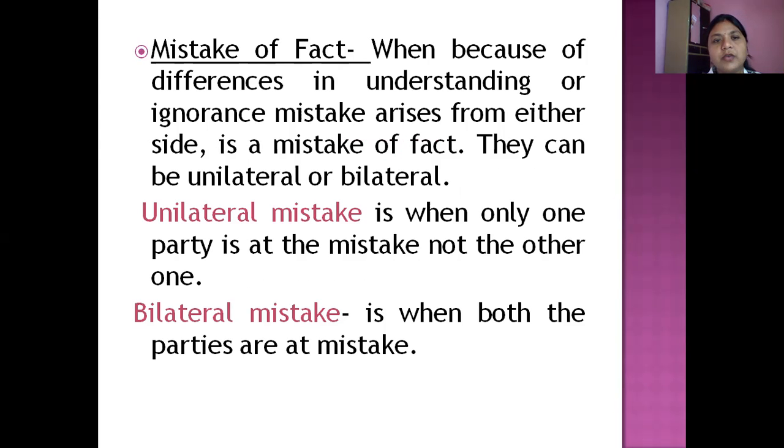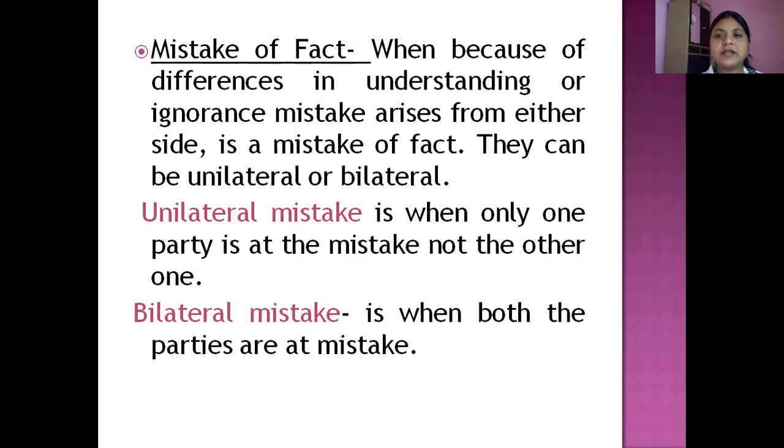Mistake of fact. When because of differences of understanding or ignorance, a mistake arises from either side, it is a mistake of fact. They can be unilateral or bilateral. Unilateral mistake is when only one party is under a mistake, not the other one. Bilateral mistake is the one when both the parties are under mistake.